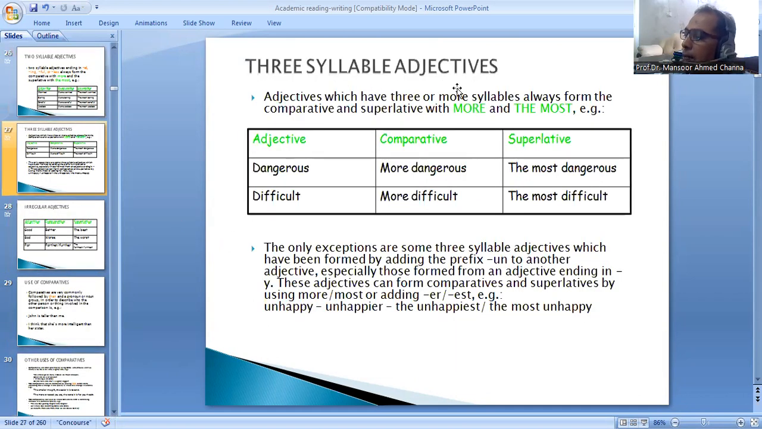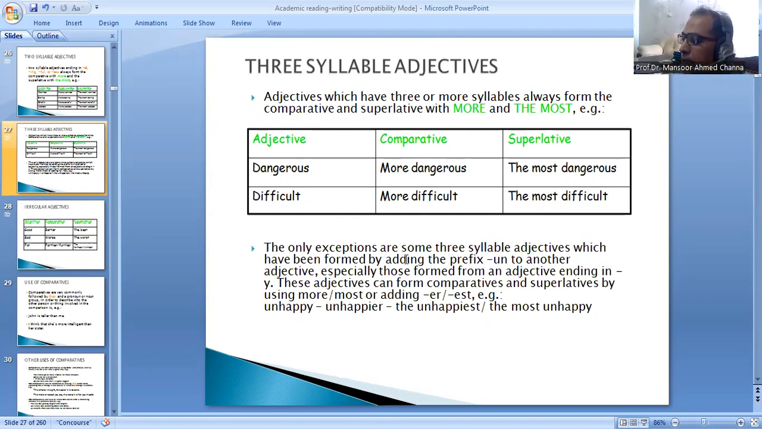Now, three-syllable adjectives. Adjectives which have three or more syllables always form the comparative and superlative with more and the most. For example, dangerous, more dangerous, the most dangerous. Difficult, more difficult, the most difficult.